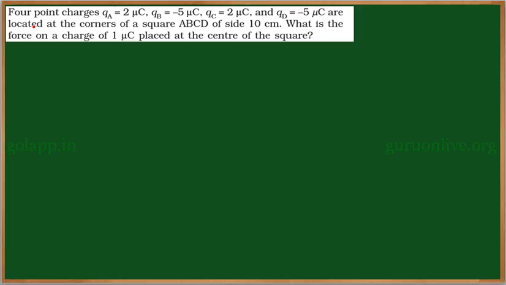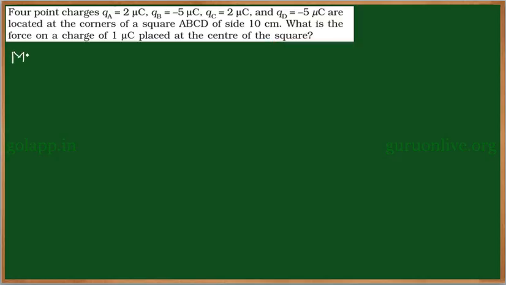See this problem. Four point charges, QA equal to 2 microcoulomb, QB equal to minus 5 microcoulomb, QC equal to 2 microcoulomb, and QD equal to minus 5 microcoulomb, are located at the corners of a square ABCD of side 10 centimeters. What is the force on a charge of 1 microcoulomb placed at the center of the square?